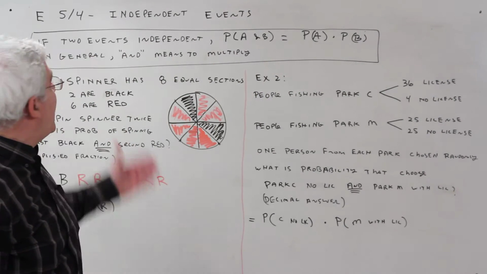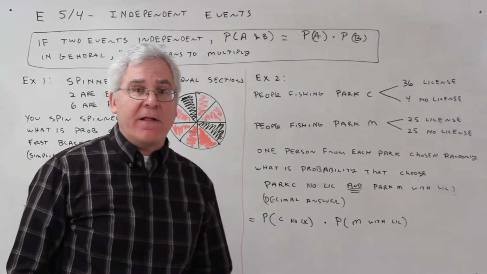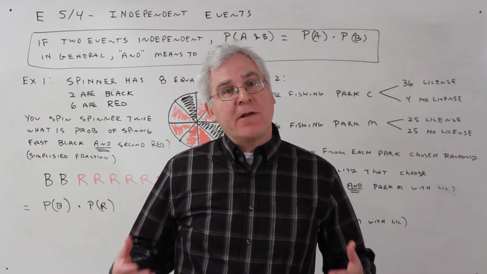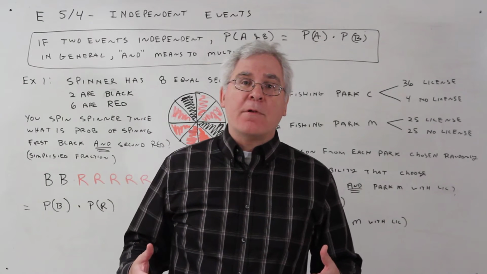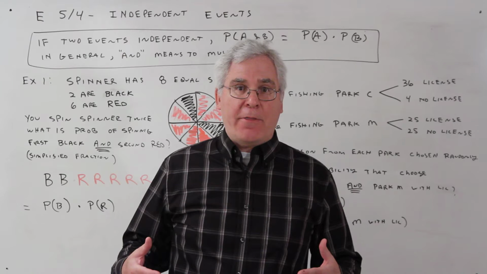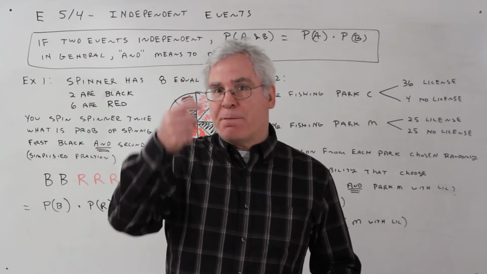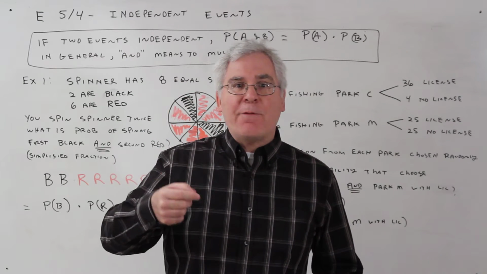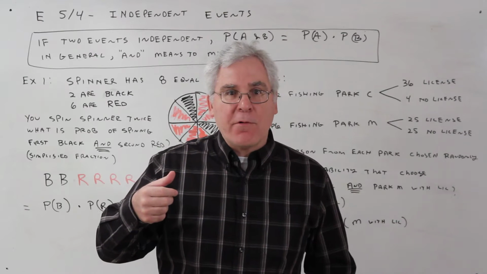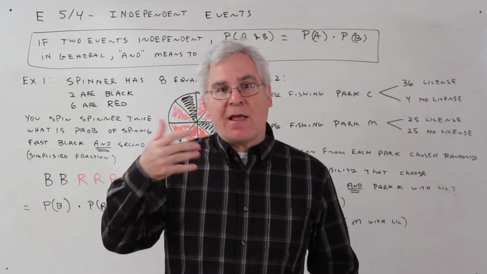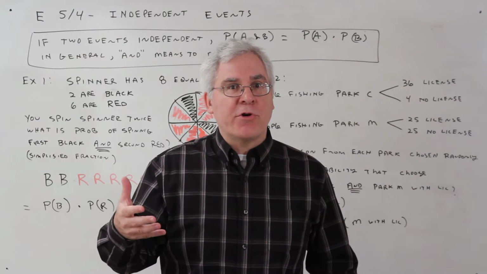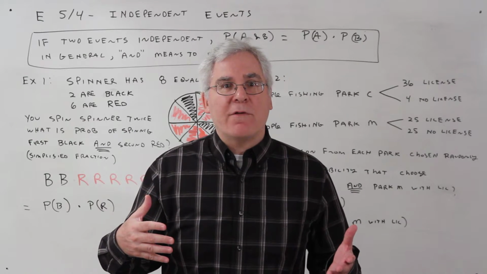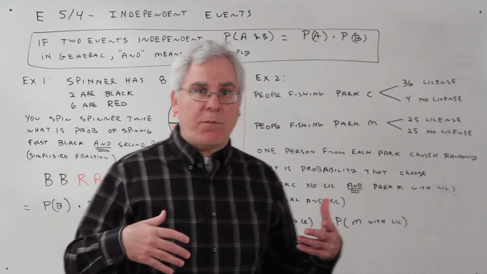Welcome to video E54, independent events. Two events are independent if one of them does not affect the outcome of the other. For example, you flip a coin. I don't care if you get 100 tails in a row, the probability of getting a heads the next time is 1/2. It doesn't remember what happened previously. Okay, and that's what this lesson is about.